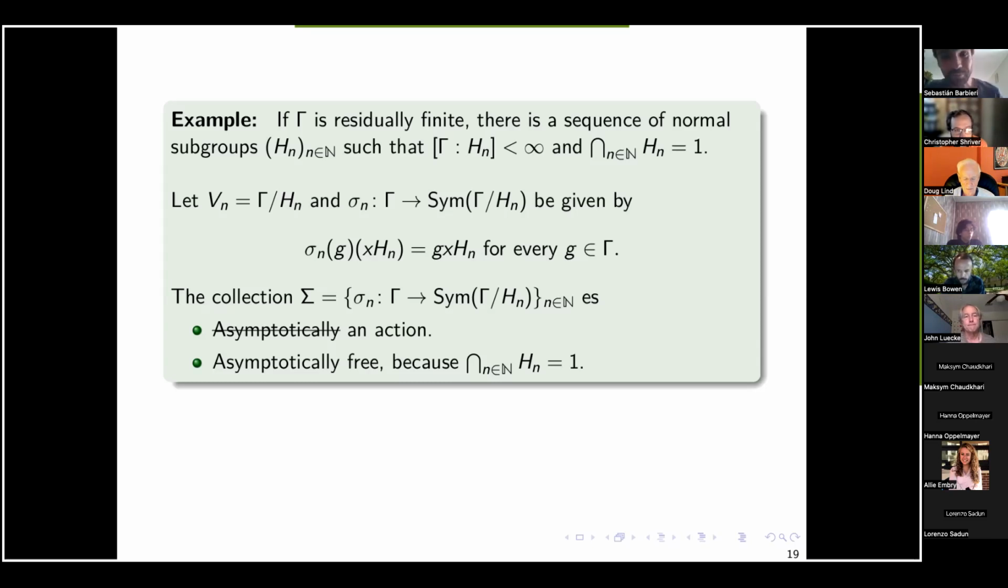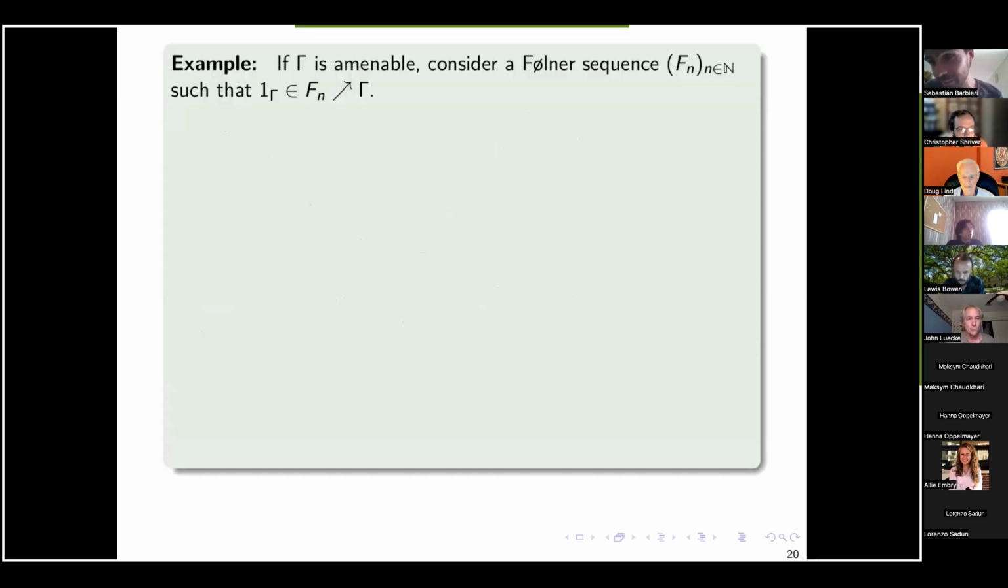Right? So this is a way of thinking, well, sofic groups generalize these residually finite groups in this very nice way. I'm not asking that this thing is an action. I'm actually just asking that it is asymptotically an action.